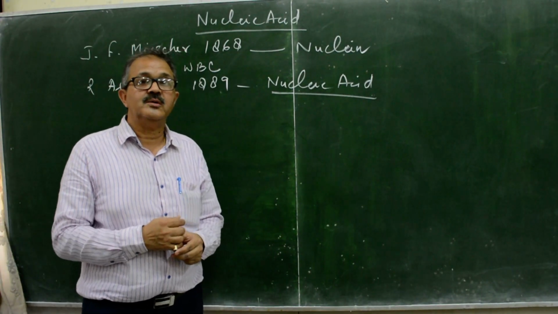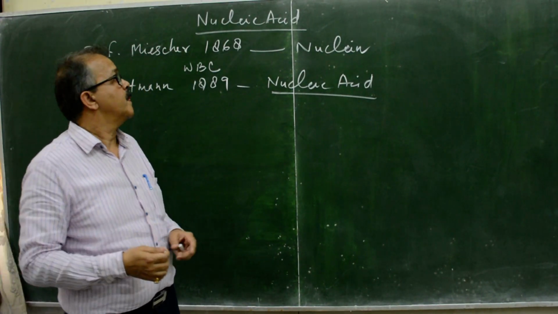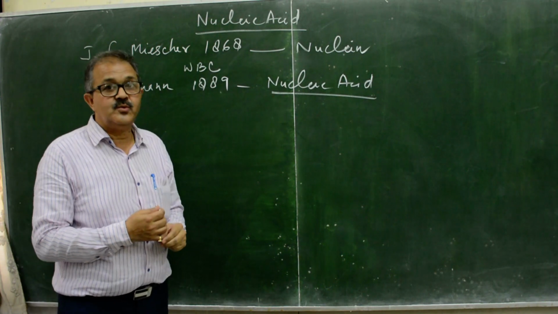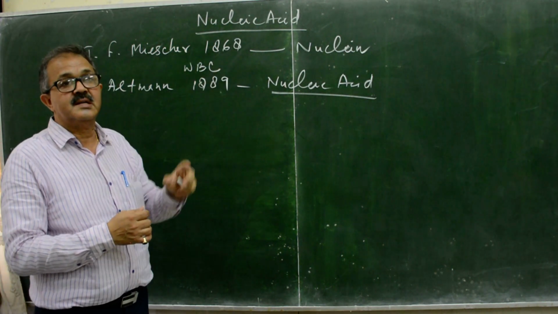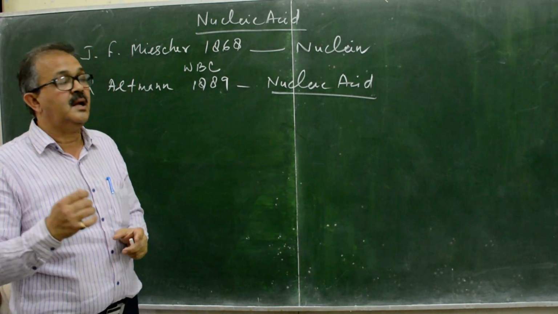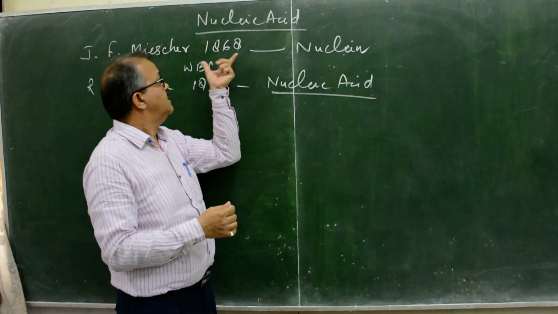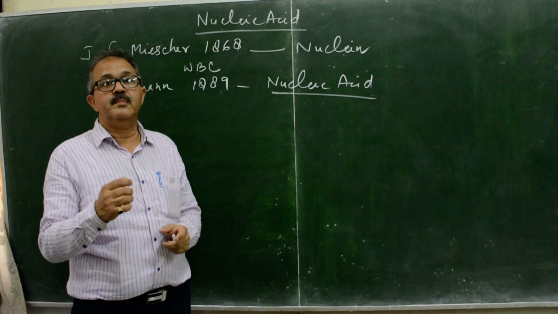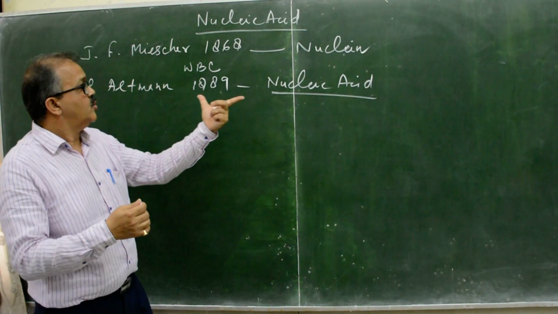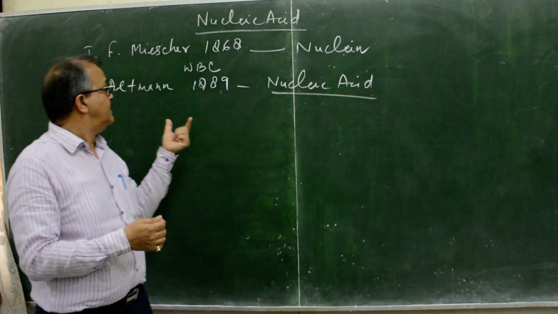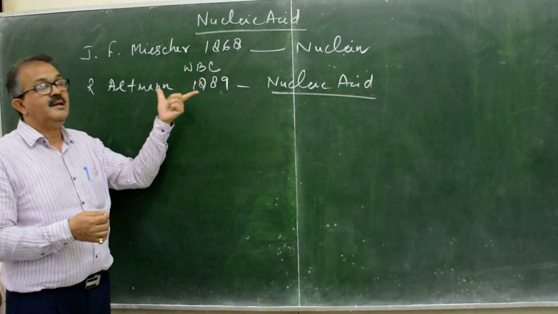Today I will tell you about the structure of the nucleic acid. John Frederick Miescher in 1868 derived a material from the WBC cell of the human being. It was called nuclein. Actually, nucleic acid was named by Richard Altmann in 1889.